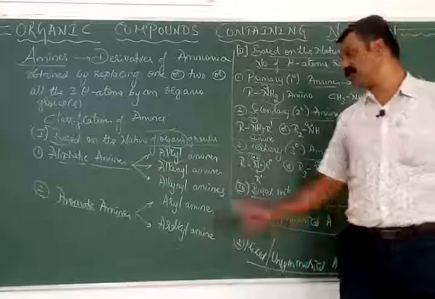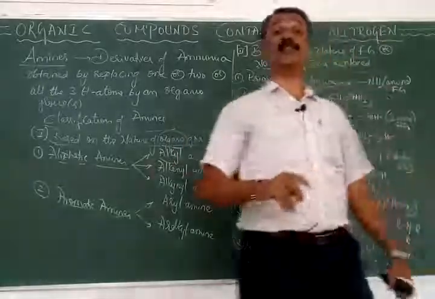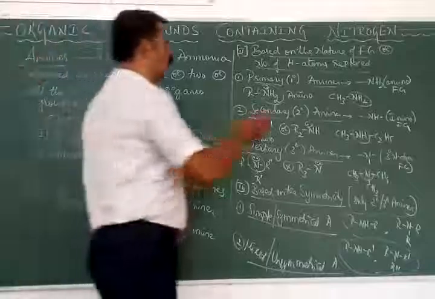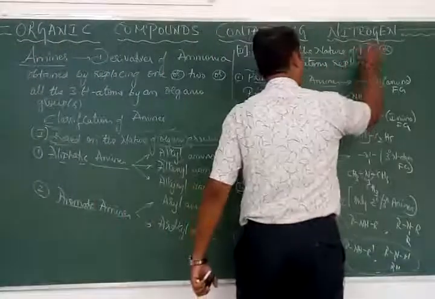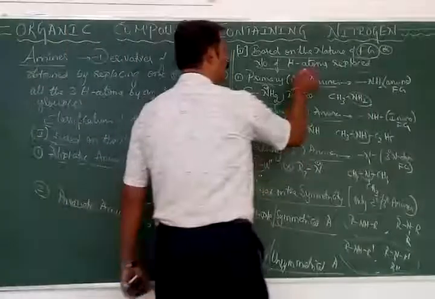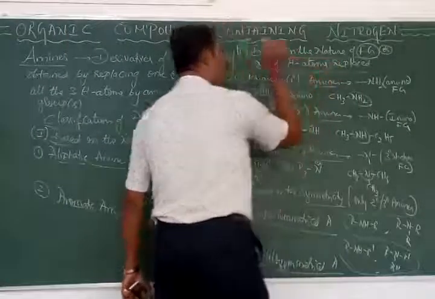So that is the first classification, based on the nature of the organic groups. Next, the second one is based on the nature of the functional group that is present, or indirectly the number of hydrogen atoms.